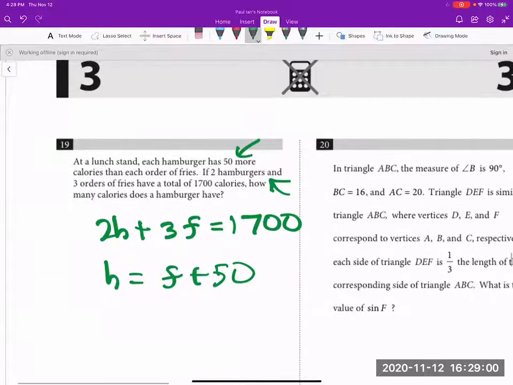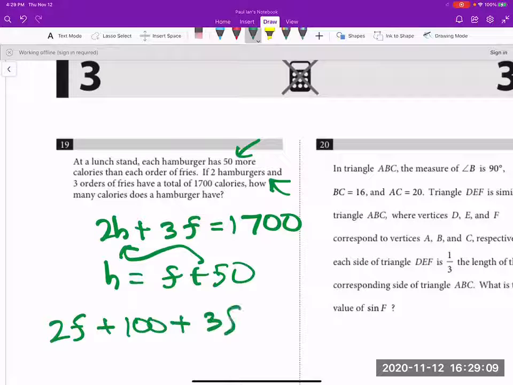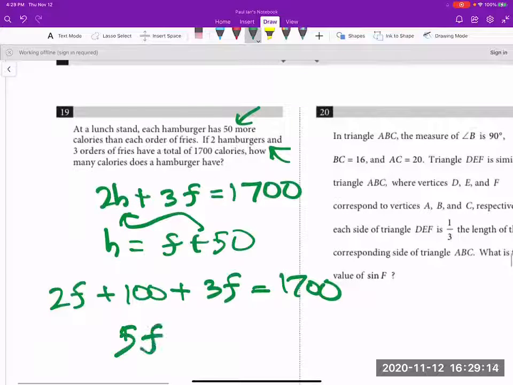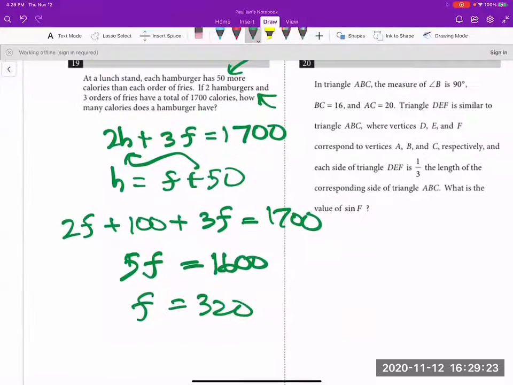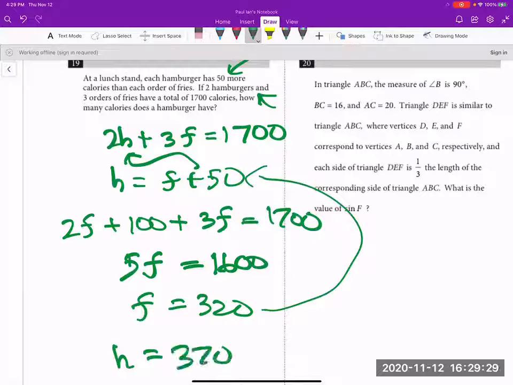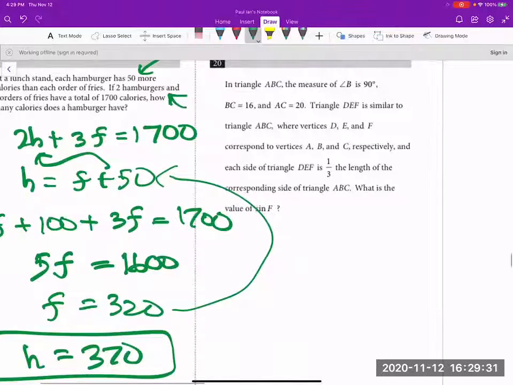Then you just plug this in here, and you get 2f plus 100 plus 3f equals 1700. So that's 5f equals 1600, so f equals 320. The question was, how many calories does a hamburger have? Plug that back in here, and you're going to get 370. All right, almost done.